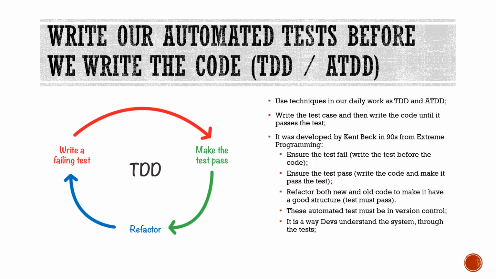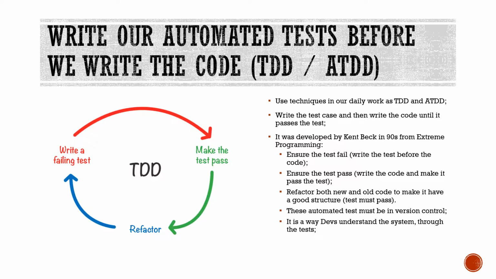One of the most effective ways to ensure we have reliable automated testing is to write those tests as part of our daily work, using techniques such as test-driven development, TDD, and acceptance test-driven development, ATDD. This technique was developed by Kent Beck in the late 1990s. The main steps are: ensure the test fails, write the desired functionality, and check in. Then ensure it passes and check in, then refactor the code, then ensure it passes and check in again.